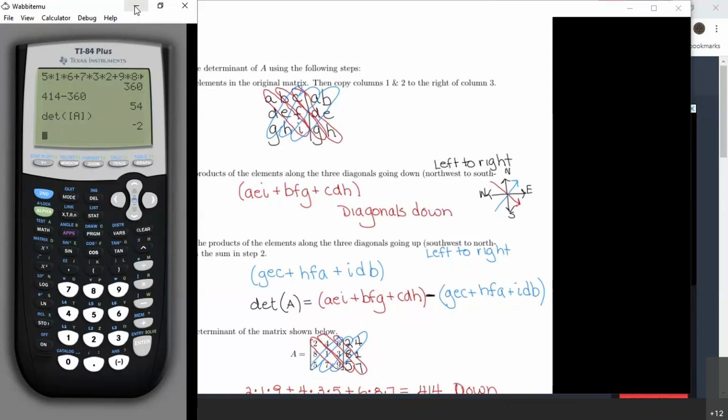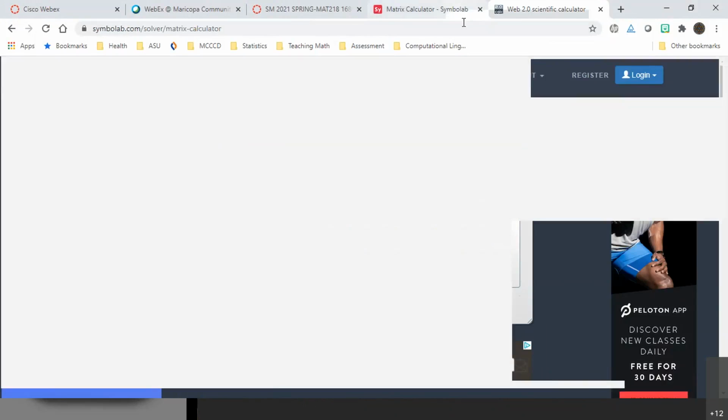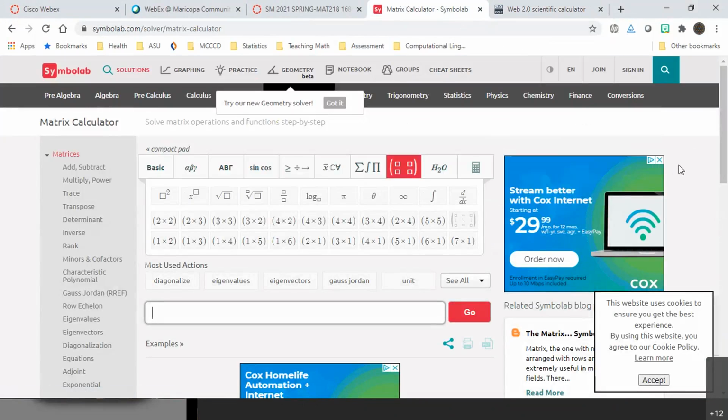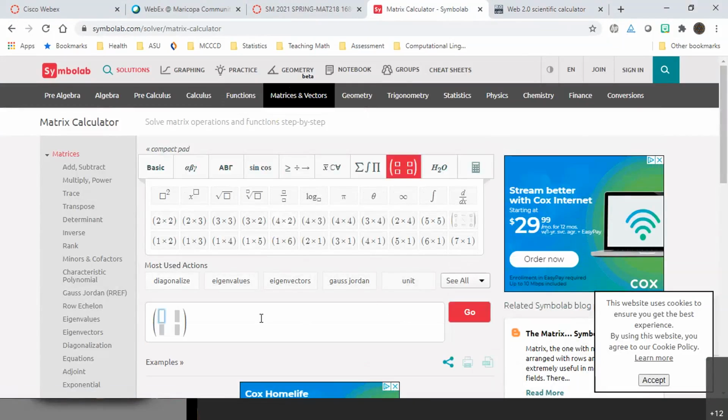Okay, so let's see it on Symbolab. I need to minimize my notes so you can see Symbolab. This is the Symbolab matrix calculator. And again, remember how this works. You get to pick the size first. If you don't see the size you want here, you go to this array and you basically highlight the size like this. So I can get a custom size matrix here, or I can take one of the predetermined sizes here. So let me put in my numbers.